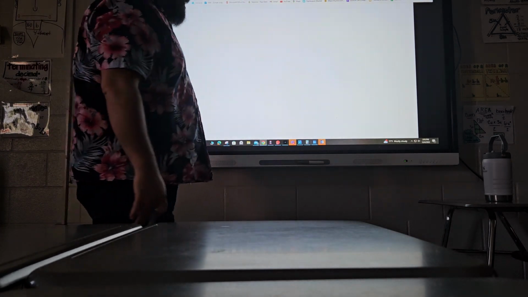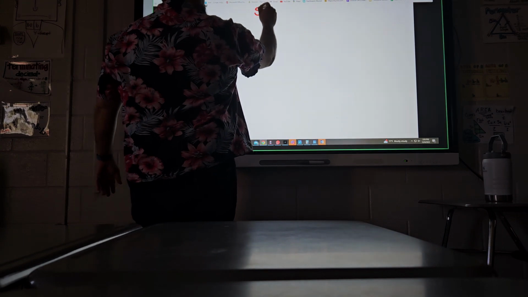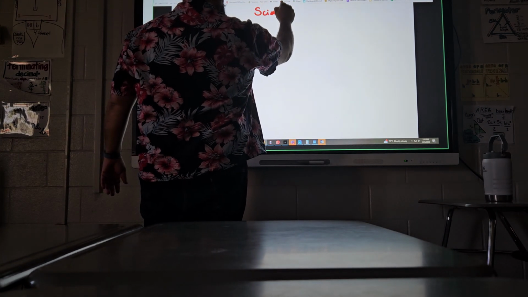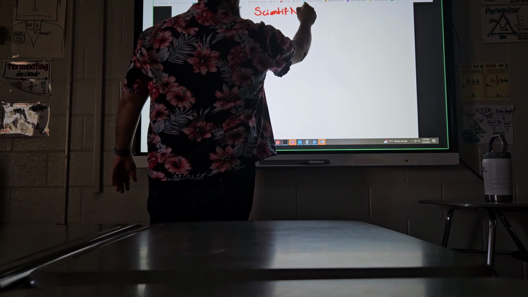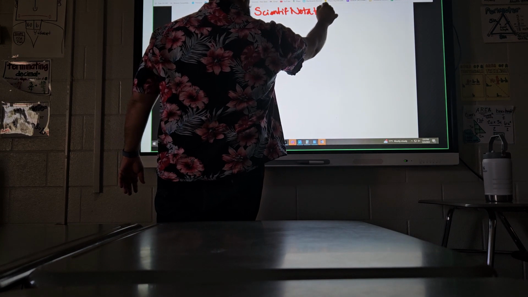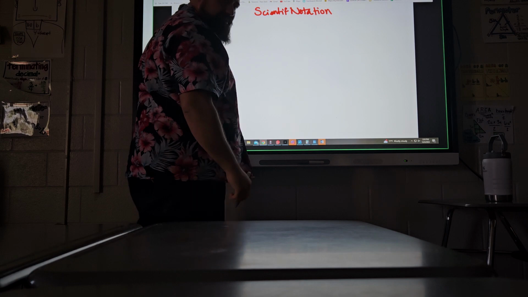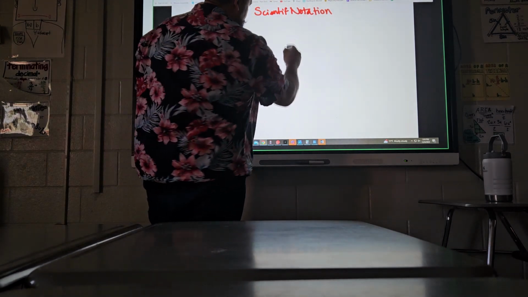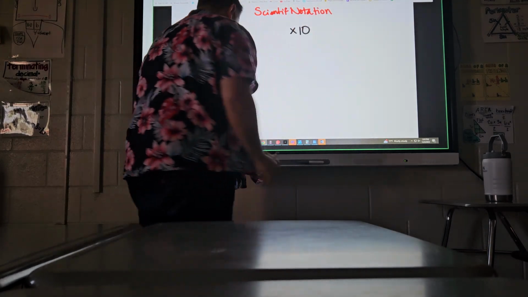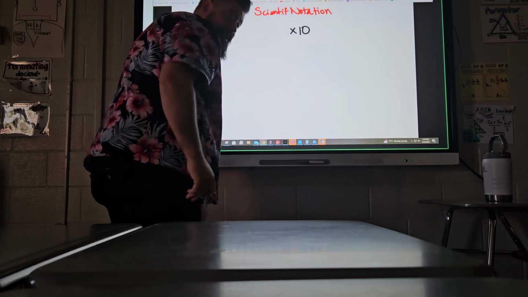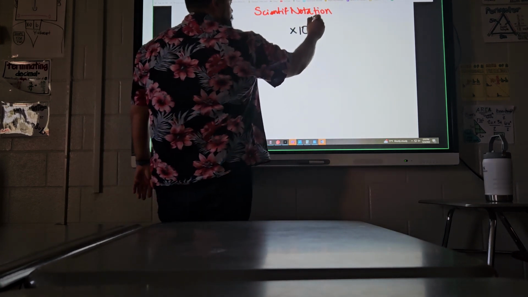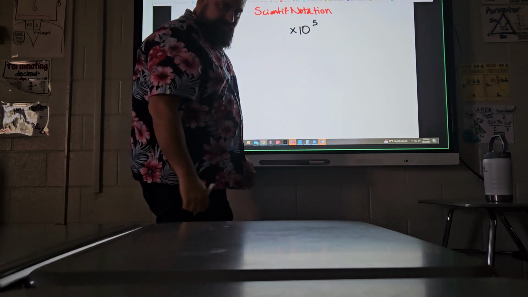So let's go ahead and go over a quick lesson on scientific notation. First things first, scientific notation will have a power of 10, and it'll also have an exponent. So your exponent might be, for example, a positive 5.